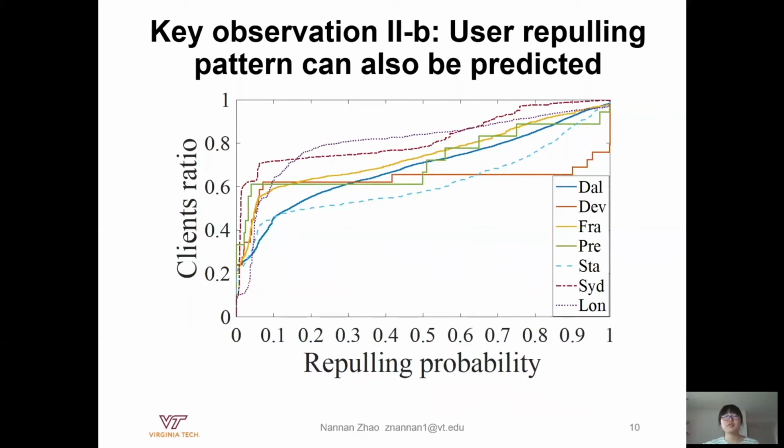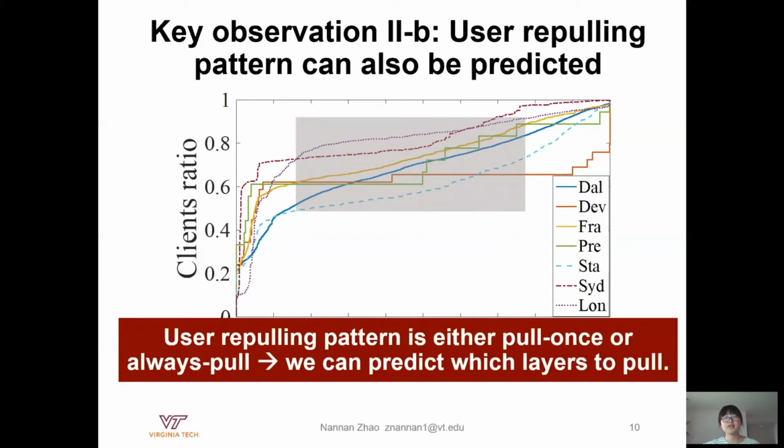We also observe that some clients have a very high repull probability. Moreover, we see that the slope of the CDFs is steep at both lower and higher probabilities, but becomes flat in the middle. This suggests that by tracking user access history, we can classify clients into 2 categories: always pull clients and pull once clients. When a get manifest request arrives, we can predict which layers in the image will be pulled.